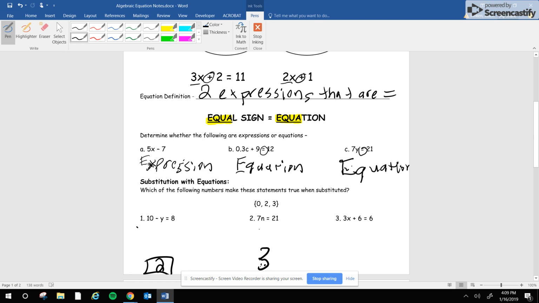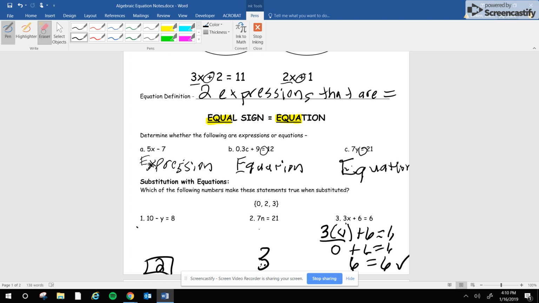Okay, so the last one we have is 3 times x plus 6, and it has to equal 6. So once again, I'm going to substitute 0 in for x. Since we have a coefficient of 3, we're going to use parentheses. So it's going to look like 3 times 0 plus 6. And of course, 3 times 0 is 0. And 0 plus 6 is 6. And 6 equals 6. So that works.